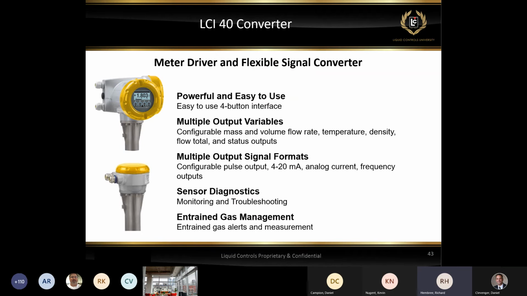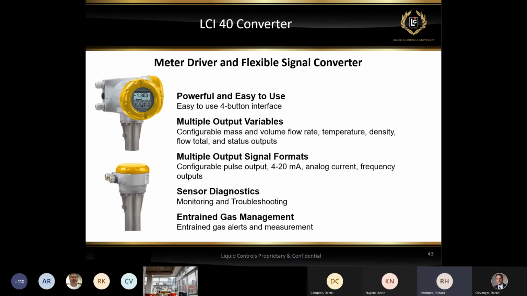In order to take the signal from the sensor to get a reading, we need a signal converter. And what we have is the LC140 converter. This converter is a 4-button interface. It's easy to use, easy to maneuver around the screen. It has multiple output variables. It can configure mass and volume, flow rate, temperature, also density, flow total, and status outputs.